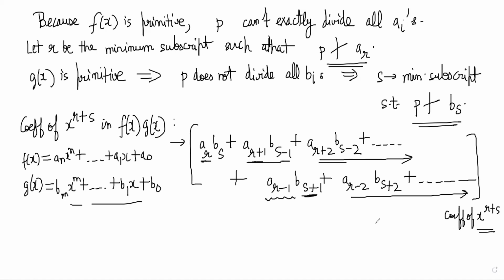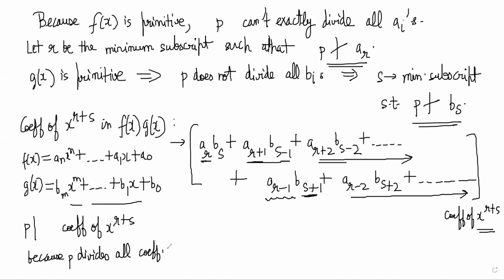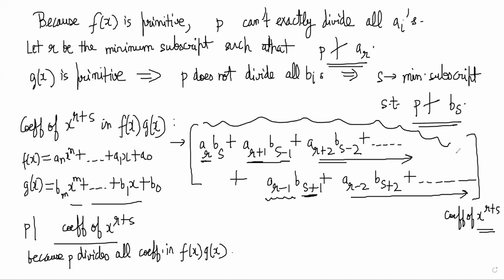Now, what we know is that the sum here, p divides the coefficient of x power r plus s, because we know p divides all the coefficients of f(x)g(x), all coefficients in the product f(x)g(x). We have established that earlier, that p divides all the coefficients. So this sum must be divisible by p.